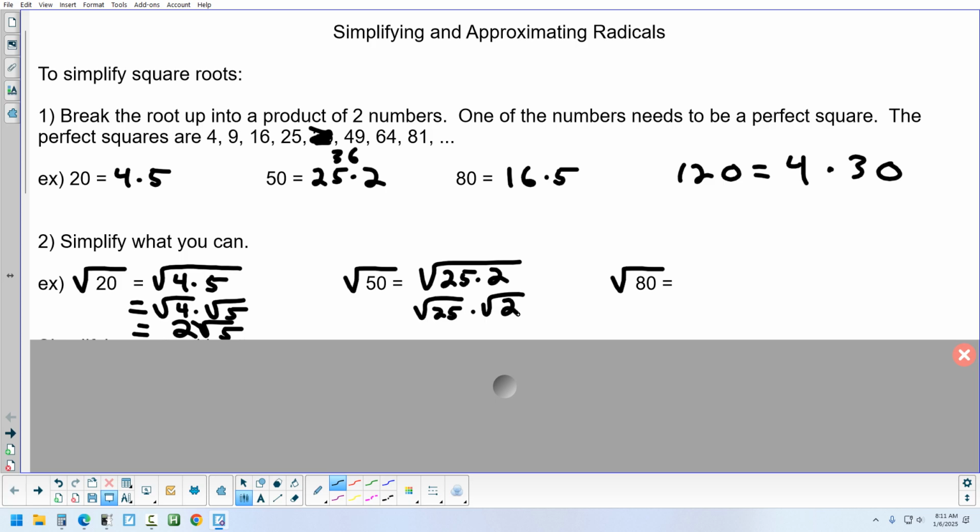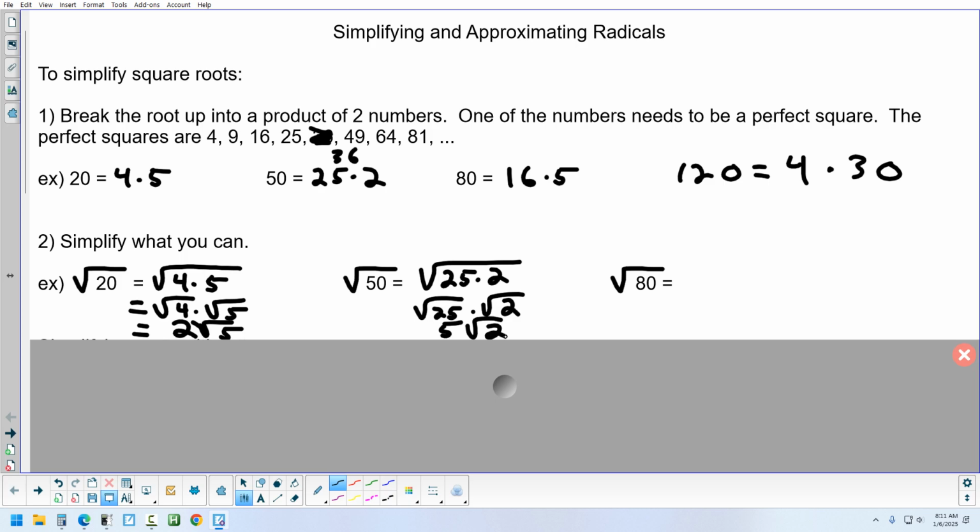But Wyatt, which one of those is going to simplify? Okay, what's the square root of 2? That one's a hard one to do in your head. Well, how about the other one? Square root of 25 is 5. So we get 5 square root of 2. If you type that in on your calculator, you could check it. But it's definitely right.